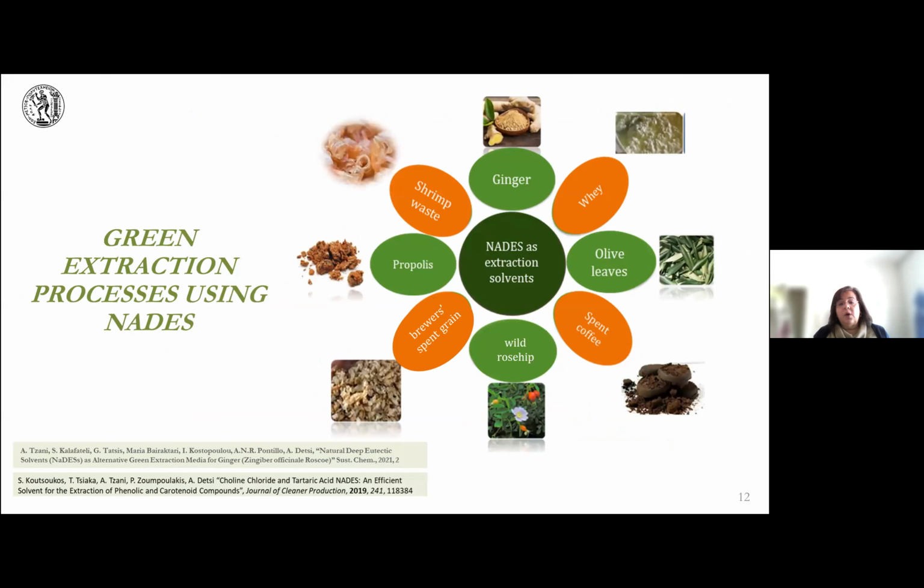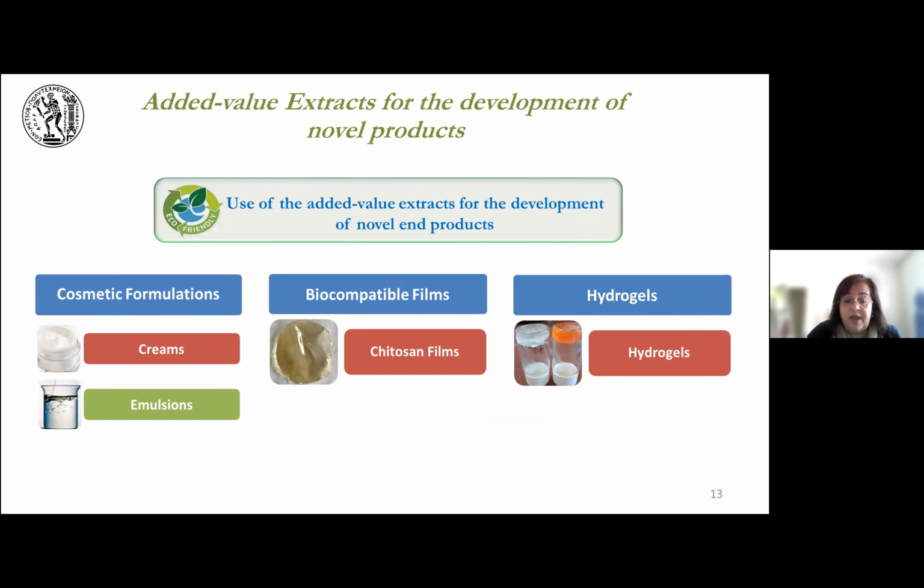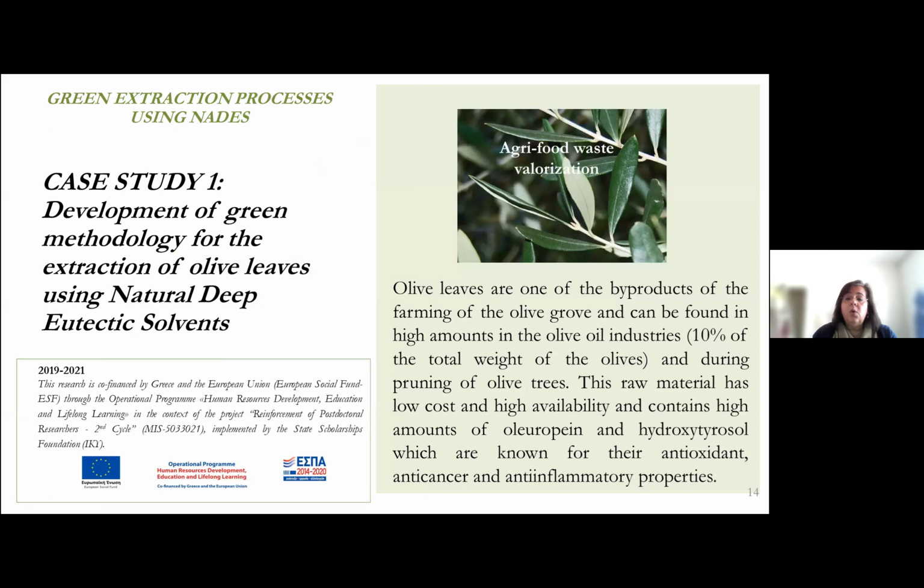In this context, we have developed a lot of different extraction processes using NADES for the valorization of agri-food waste or plant material. And then what we have been up to is to use these added value extracts for the development of novel end products such as cosmetic formulations, biocompatible films, and hydrogels. One interesting application of this green extraction development is agri-food waste valorization.